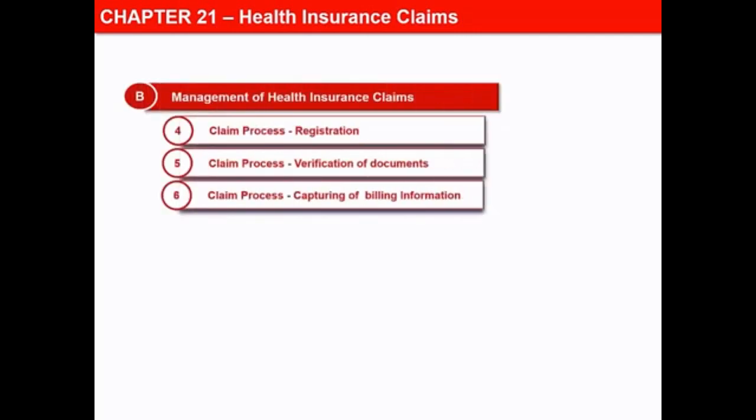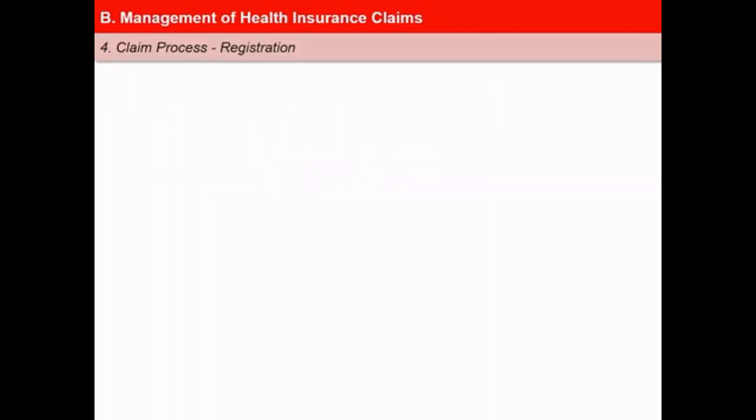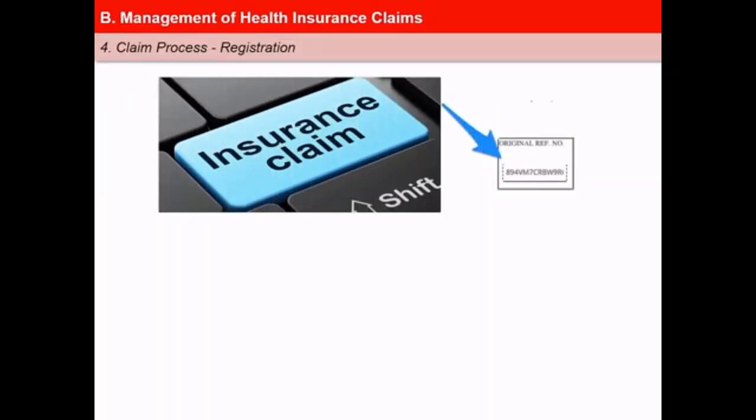In this next video of the lesson, Health Insurance Claims, we will learn more about the claim process in health insurance. The next step of the claim process is registration. It is the process of entering the claim in the system and creating a reference number using which the claim can be traced anytime. This number is called claim number, claim reference number, or claim control number.